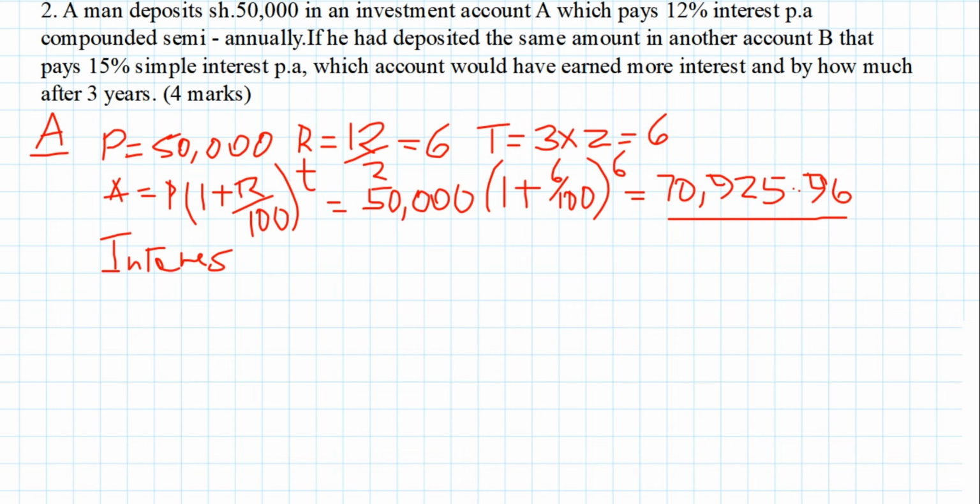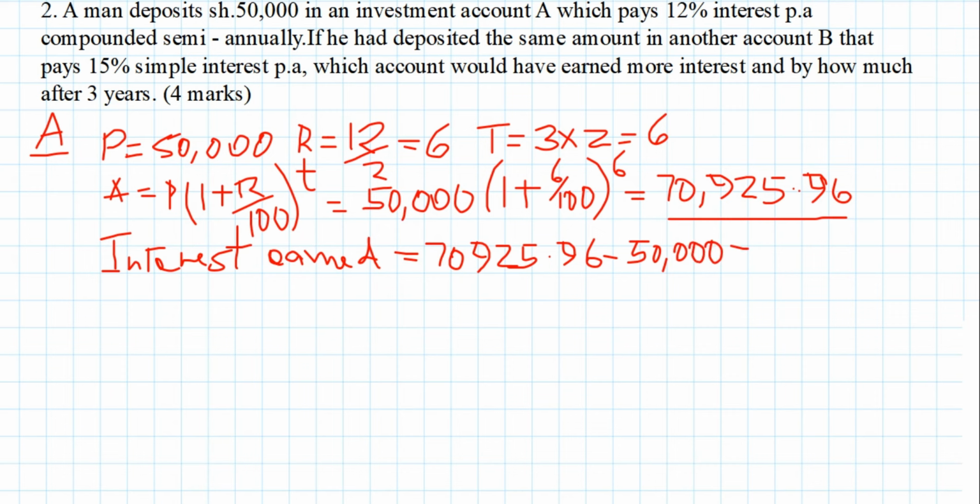But now we want to find the interest. So the interest earned is going to be the amount 70,925.96. We take away the principal, which was 50,000, so that we see that the interest earned is now going to be 20,925.96. So that is the interest for account A.